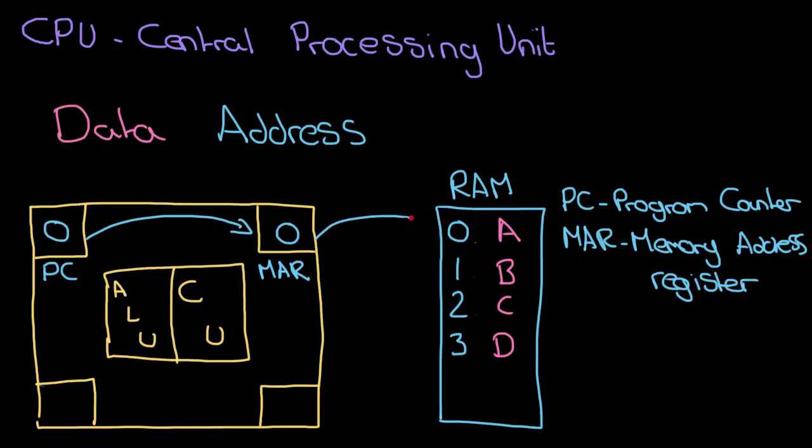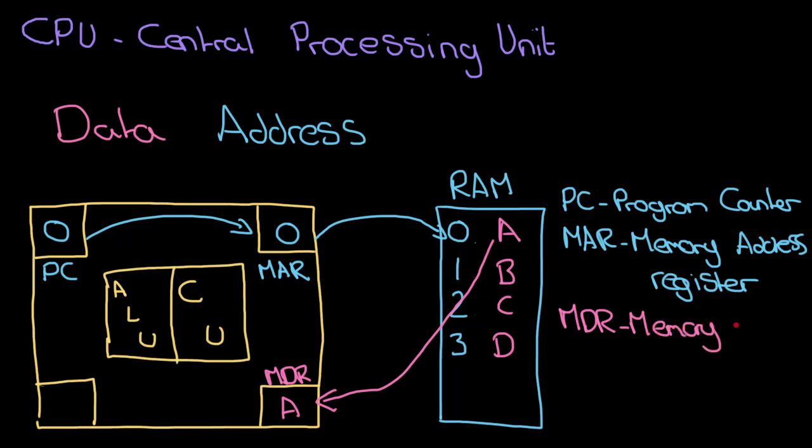And what happens is this: the CPU goes to memory location 0 there, and it gets the data in memory location 0, and it stores it in the MDR, so the memory data register. This has data in it now. So the memory data register. And finally, the last register you need to know about is the accumulator.